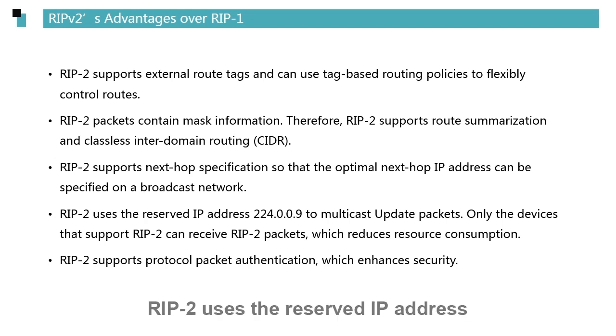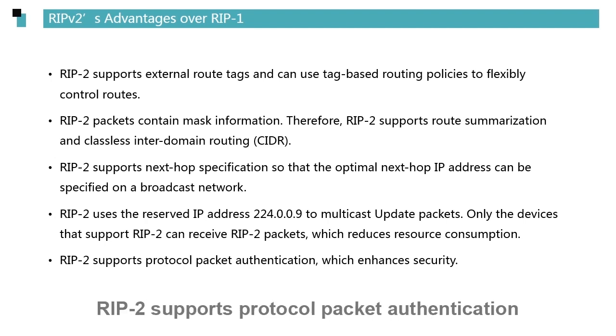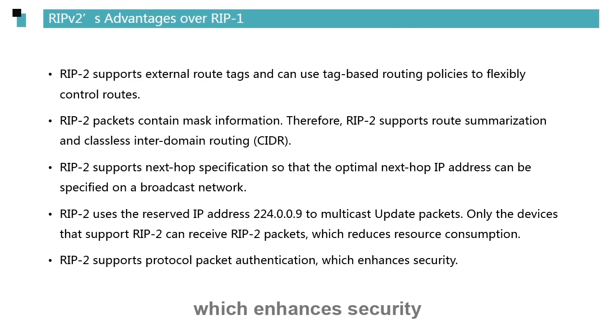RIP2 uses the reserved IP address 224.0.0.9 to multicast update packets. Only the devices that support RIP2 can receive RIP2 packets, which reduces resource consumption. RIP2 supports protocol packet authentication, which enhances security.